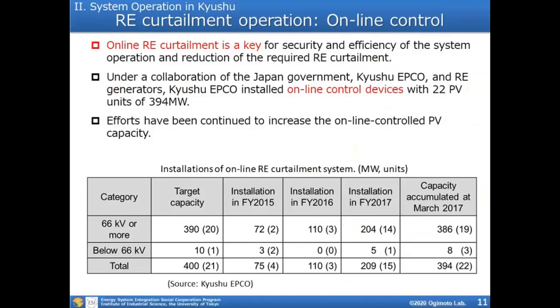And online renewable energy curtailment is key for security and efficiency of the system operation and reduction of the required renewable energy curtailment. Under the collaboration of the Japan government, Kyushu EPCO, and renewable generators, Kyushu EPCO installed online control devices with 22 PV units of 0.3 gigawatt.